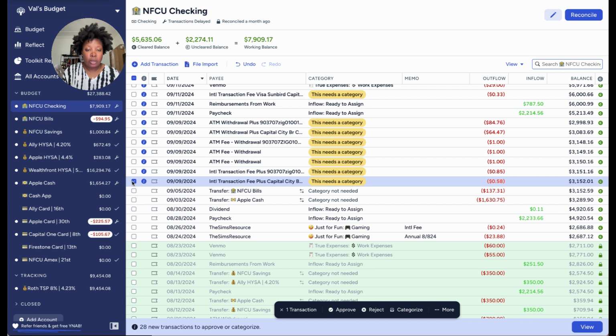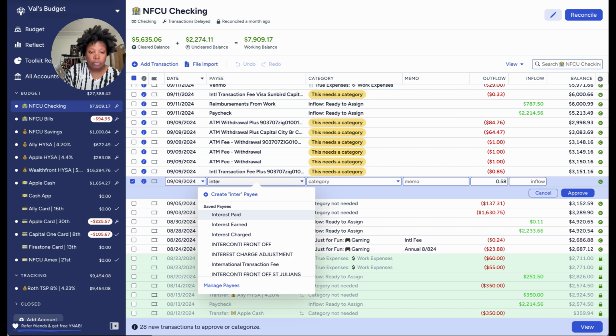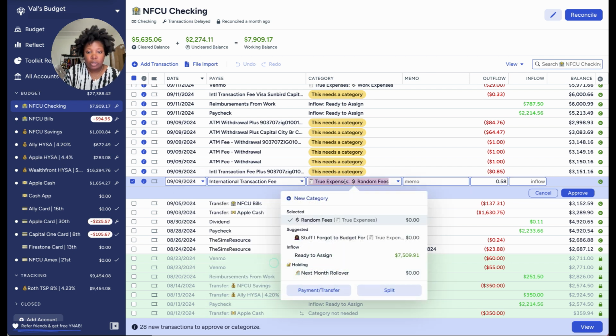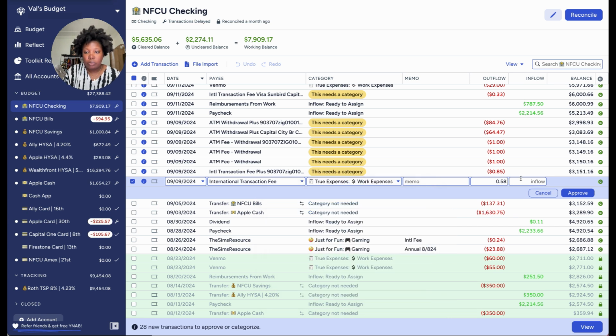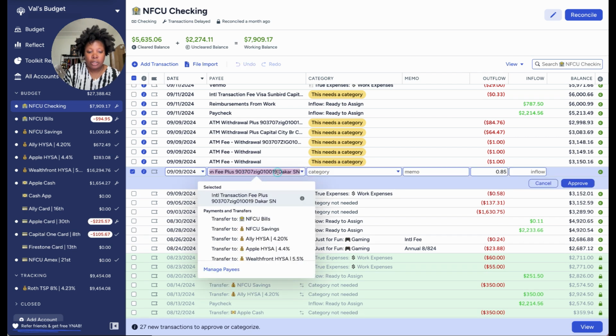Then I have 2 international transaction fees. These are from using the ATM. The first one is 58 cents and the second one is 85 cents. And then I had 2 ATM fees for $1 each. I'm going to just name this international fee, and I'm going to label that as for work. Oh, it's not typing.